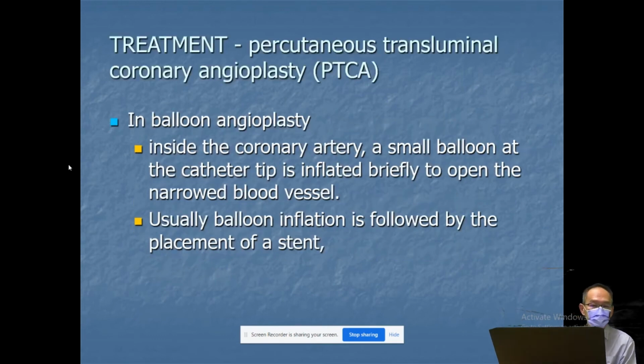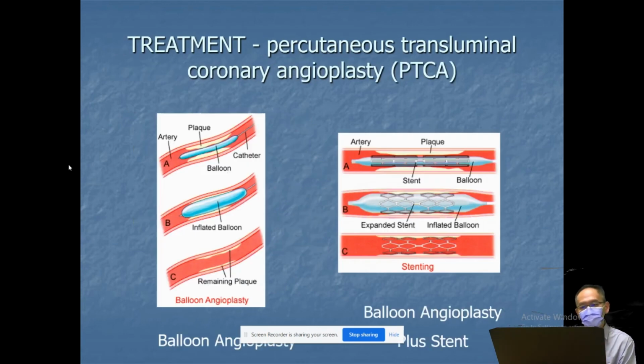Treatment, as I mentioned earlier, the majority of the cardiologists now will be able to treat even complicated disease. We call it percutaneous transluminal coronary angioplasty. It's exactly like what we mentioned with the angiogram. During the angiogram procedure, they put a balloon in, dilate the lesion, and put a stent in, right? So this is a PTCA.